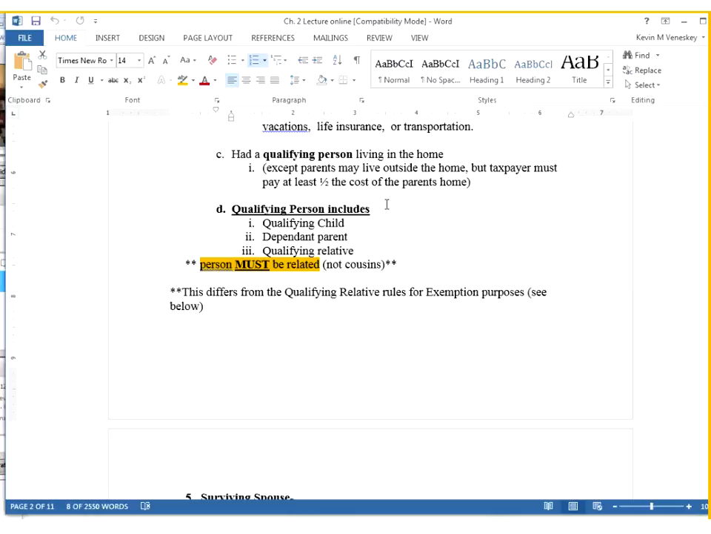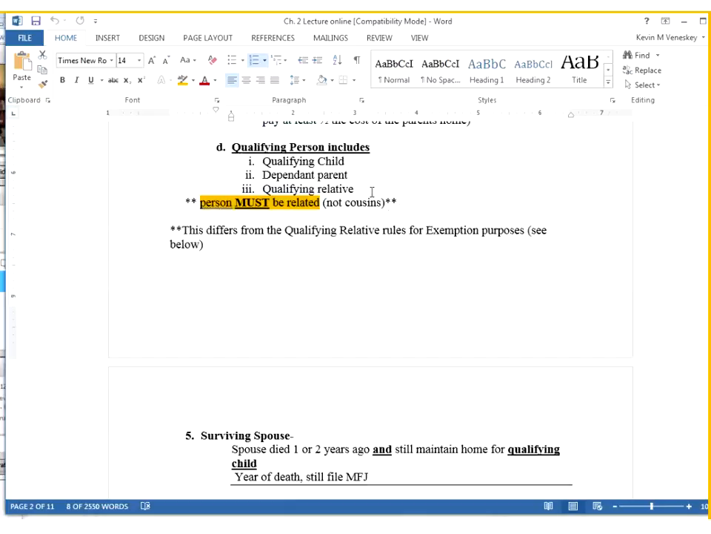If you live by yourself, but your parents live elsewhere, as long as you take care of at least half the cost of their home, they can be a qualifying person. To have head of household status, you have to have a relative living with you, with the exception of your parents who are allowed to live outside the home, and that still counts. But no, it has to be a relative.